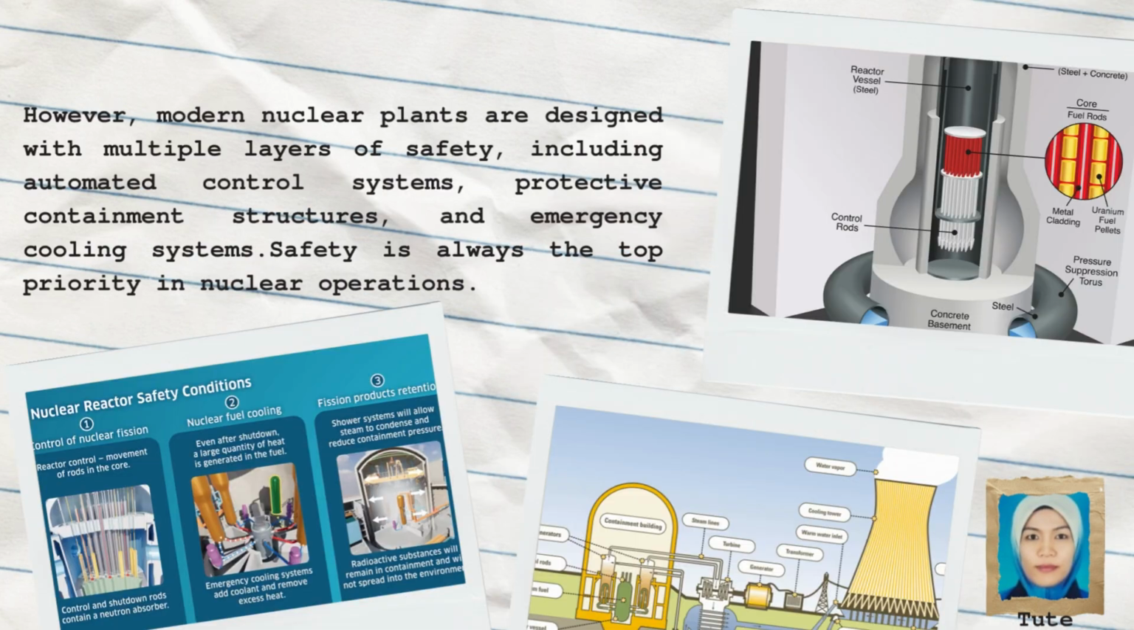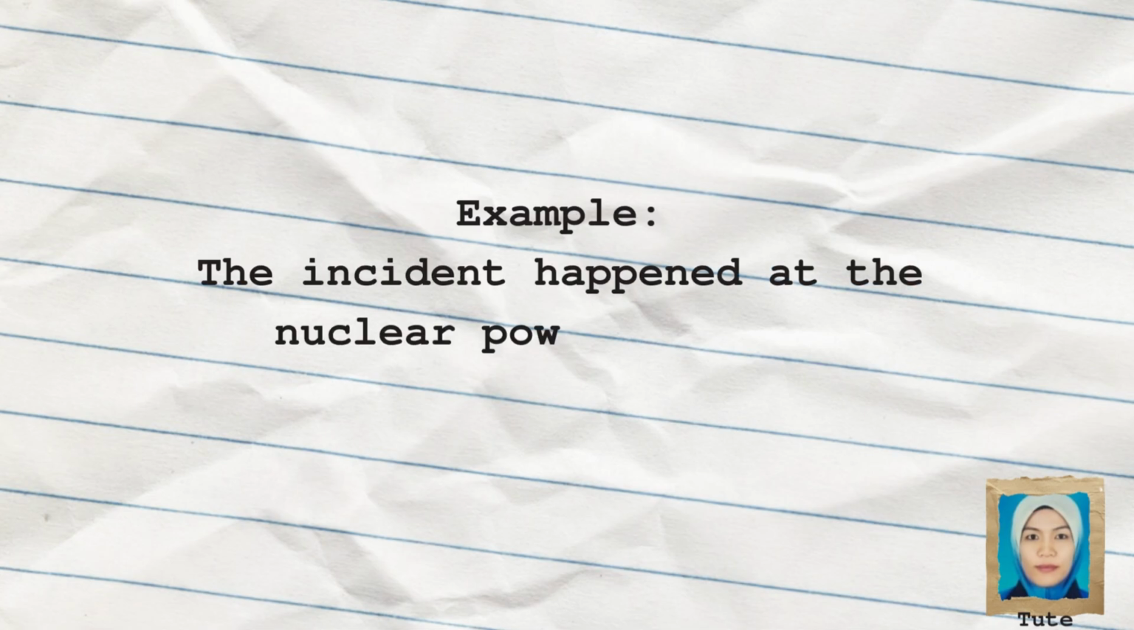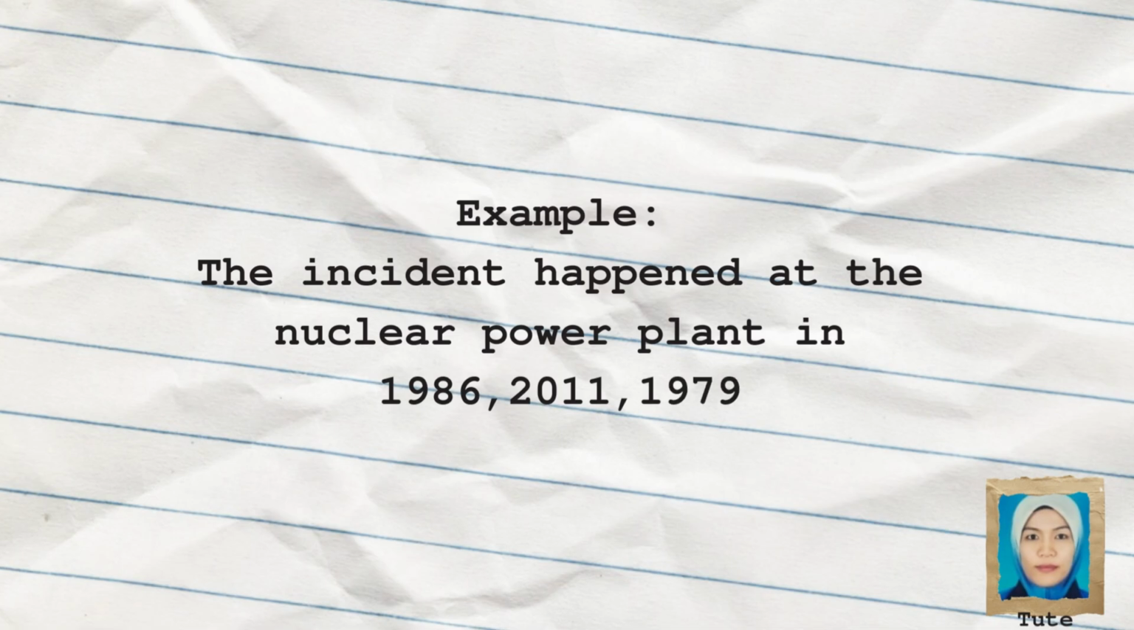However, modern nuclear plants are designed with multiple layers of safety, including automatic control systems, protective containment structures, and emergency cooling systems. Safety is always the top priority in nuclear operation. For example, incidents happened at nuclear power plants in 1986, 2011, and 1979.